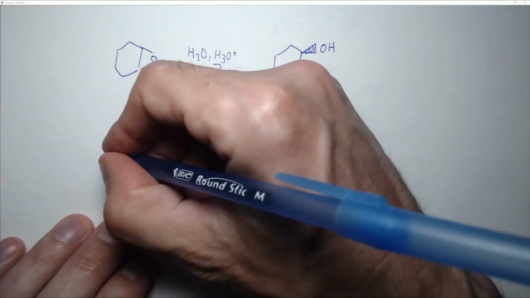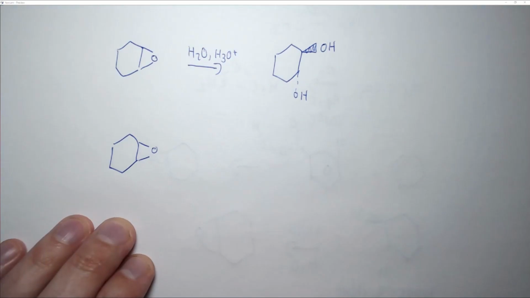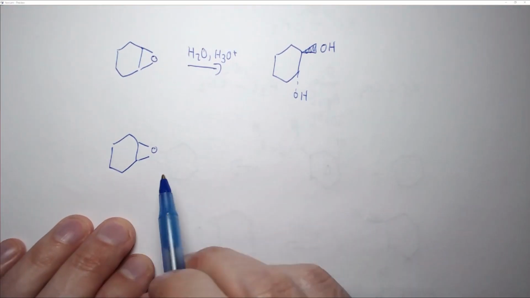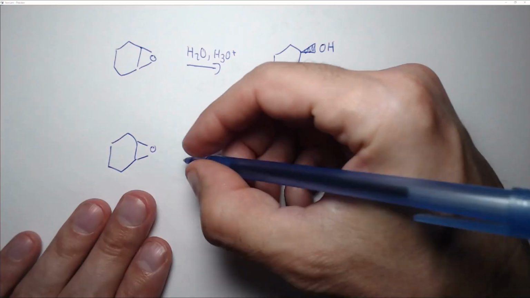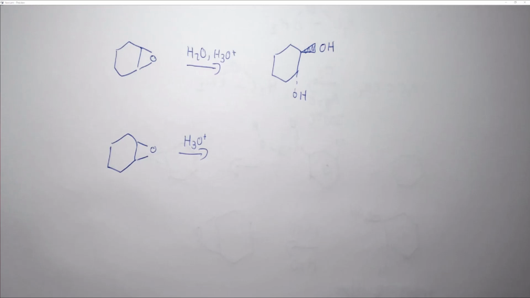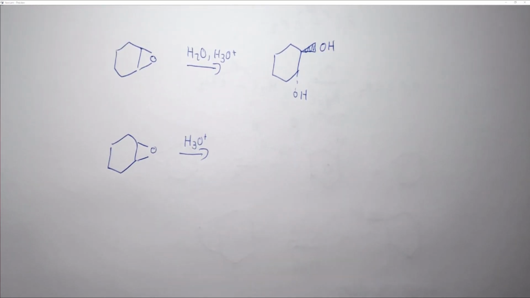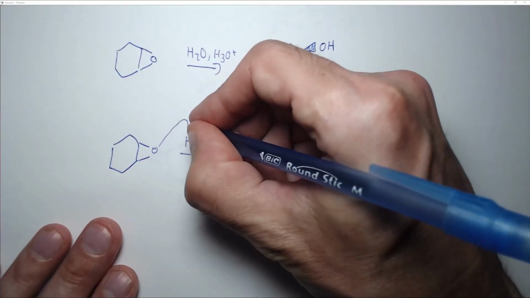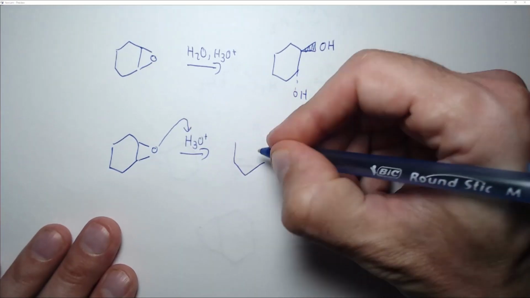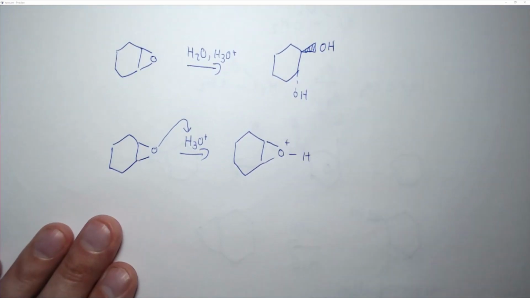Well, how does this work? Remember back to our alcohol chemistry, when we are trying to react acids with oxygen-containing compounds, we are going to protonate this oxygen. And we saw this also in ether chemistry. So protonating this oxygen is the first step. This oxygen grabs a proton, and what we end up with is this protonated epoxide here with a plus charge on oxygen.